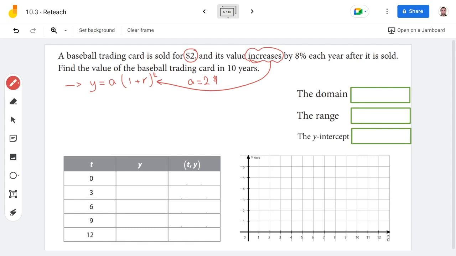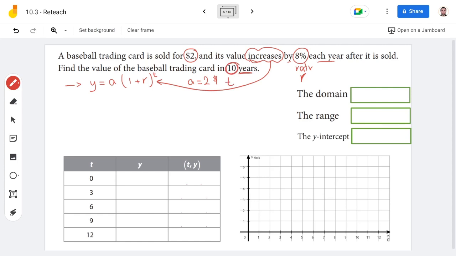Now I have it. Then it's saying increase by 8%. I told you percent represents the rate, which is r. So we need now to find r. R is given, but here it's in percentage, so I need to convert the percentage to a normal number. Now, 8% each year after it's sold. Now, find the value of the baseball trading card in 10 years. I told you years represent t.